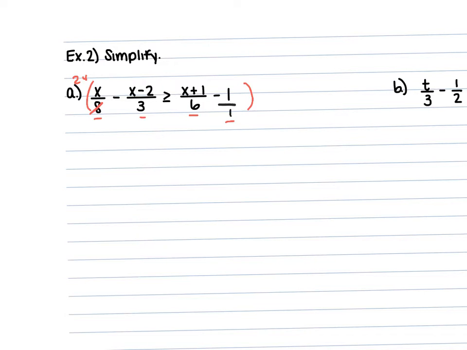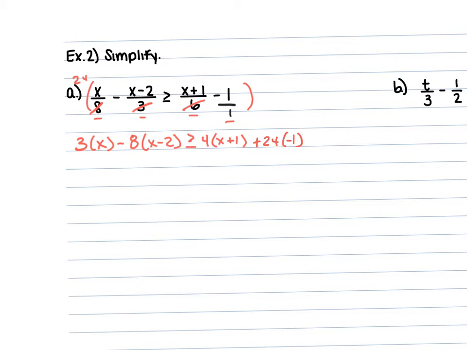So 8 goes into 24, leaving 3 on top, and there's still an x up there. 3 goes into 24, leaving 8 on top, and there's an x minus 2 still on top. There is a less than or equal sign. 6 goes into 24 4 times with an x plus 1 on top. And then 1 goes into 24 24 times with that negative 1 still on top.